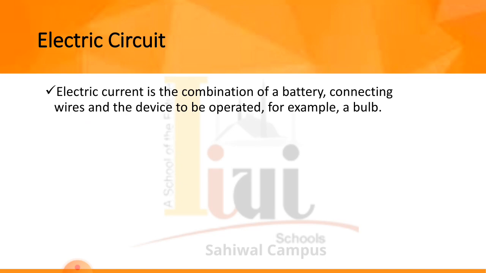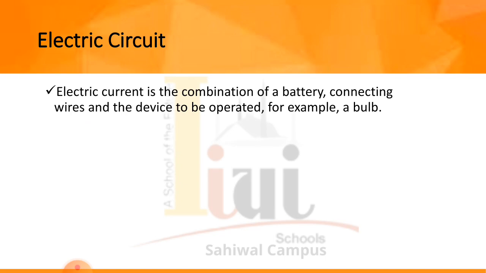So if we consider the electric circuit, this is basically a combination of components that allow the electric current to flow, and these components may be a battery, an electric cell, connecting wires, and the device that is to be operated. Let me take the example of a bulb. It will be a complete circuit that allows the transfer of electrons and the flow of current. So this is known as the electric circuit.